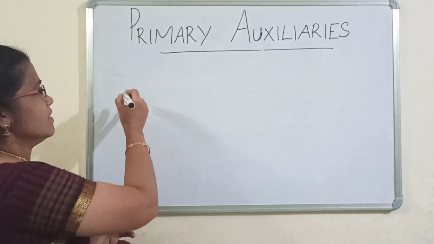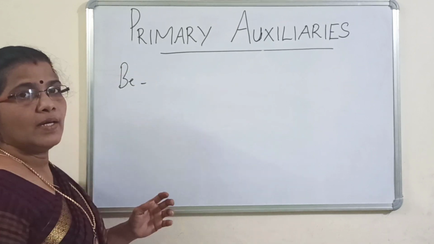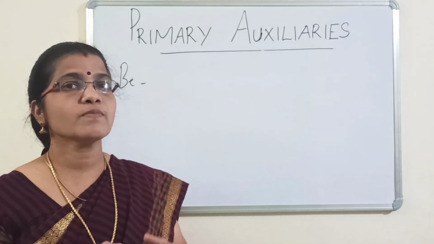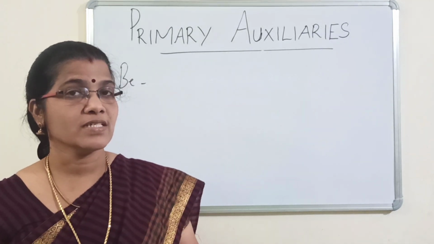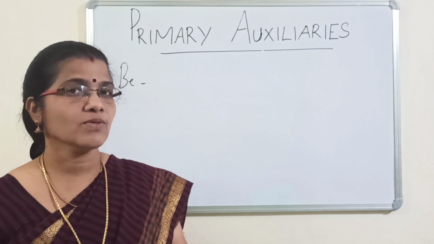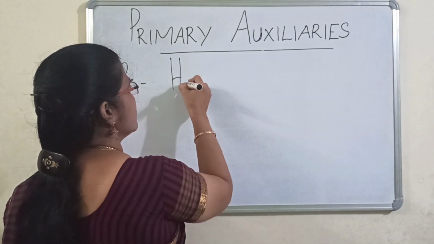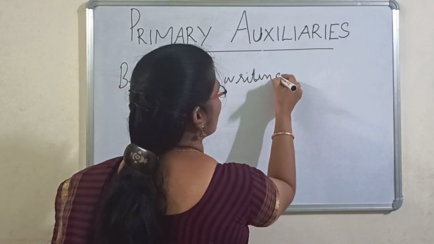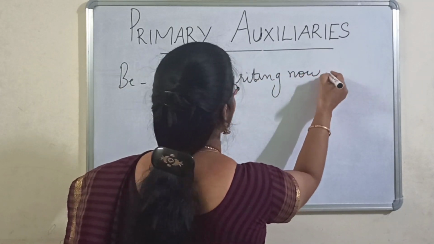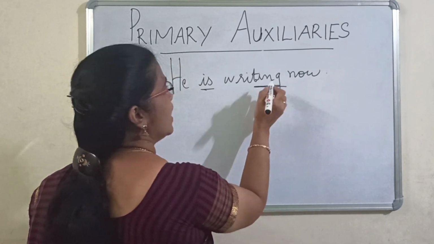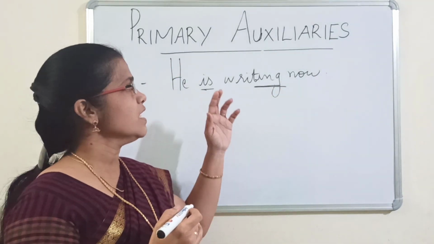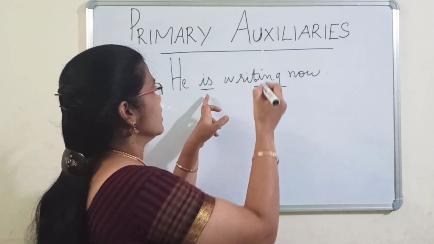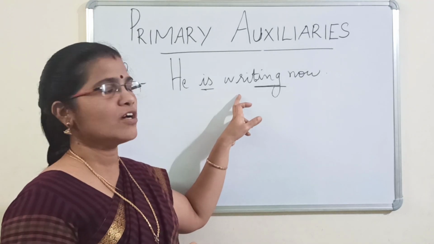First let's take, for example, the be forms. The be forms we learned are is, am, are, was, were. We make use of be forms in order to make continuous tenses, progressive tenses. As I told you, he is writing now. I want to make a progressive tense, a continuous tense here, so I have made use of is here.